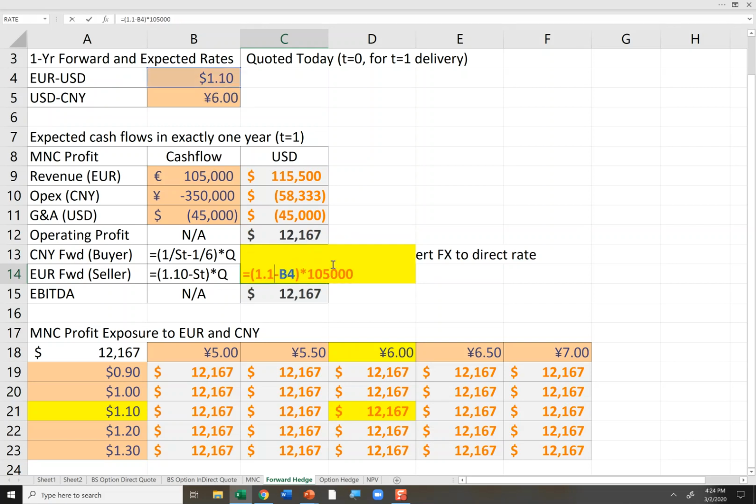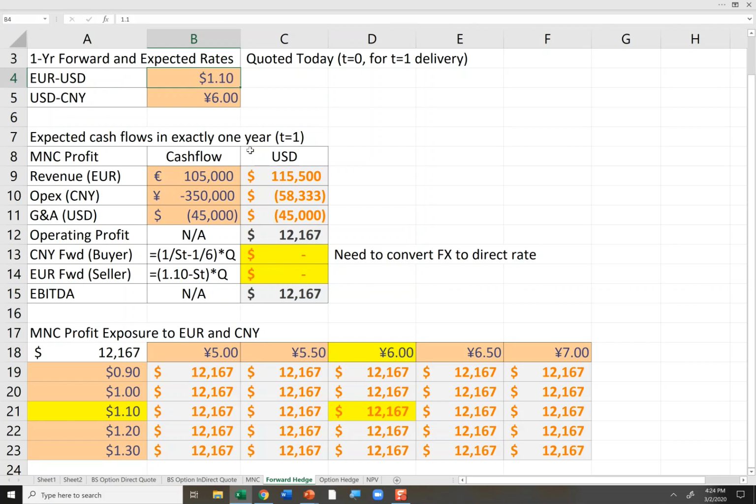Next, the payoff for the seller, the contract to sell euros, is going to be the forward price minus whatever the spot price turns out to be next year, which is the reference of this cell that allows me to change it, times 105,000 euros.